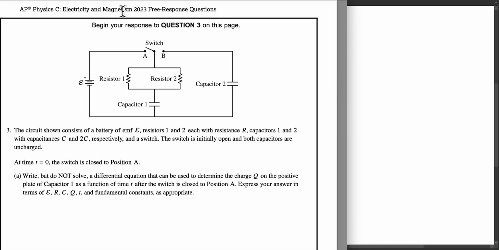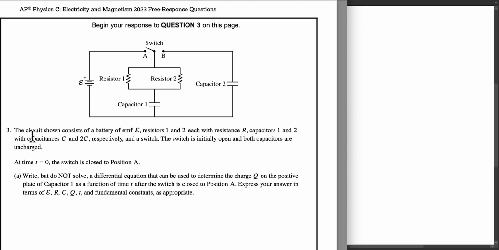Hello everyone, in this video I will talk about how to solve AP Physics C, Electricity and Magnetism for 2023 free response question number 3. So it's a circuit problem that involves capacitors and resistors.